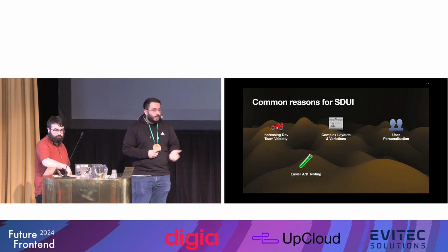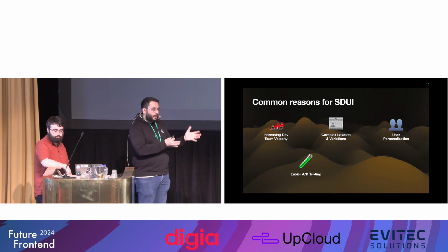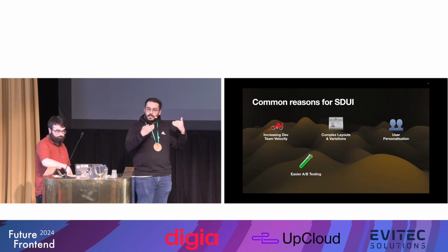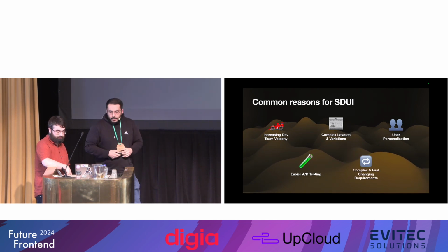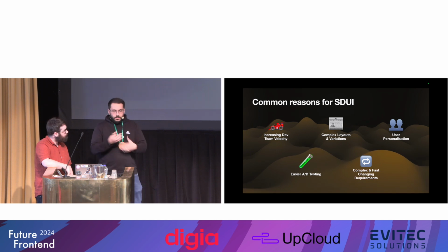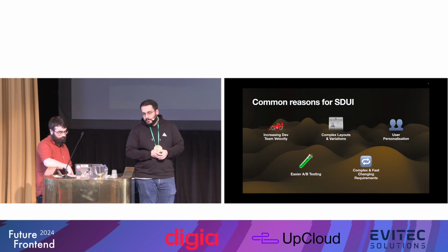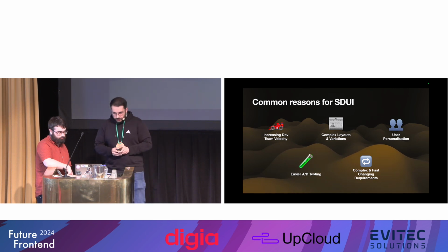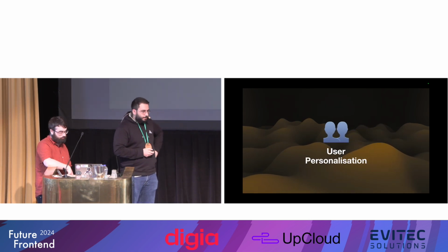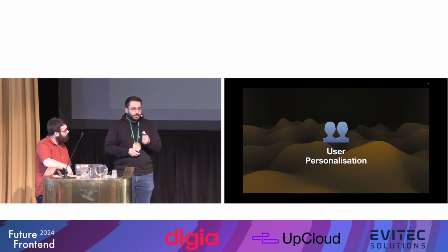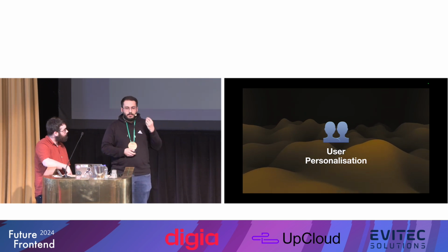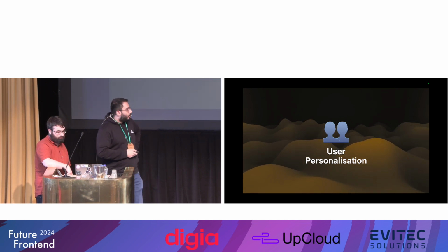do A/B testing, not only on the web, but also on mobile, where you have native components, and actually shipping updates might be quite difficult. And lastly, we've seen if you've got those complex and fast-changing requirements, it's a good place to consider server-driven UI. But the one that I think is very interesting is around user personalization. And this is very much what modern front-end applications are expected to have.